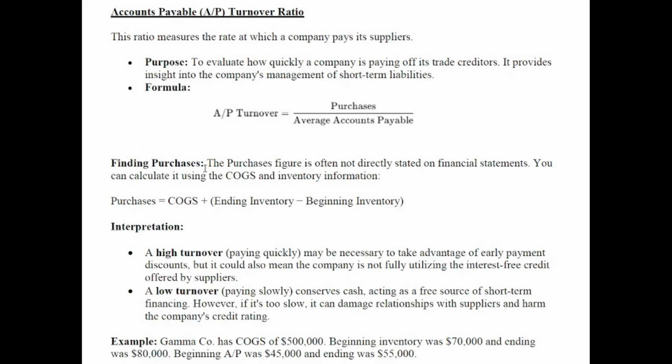So how can we find the purchases from an income statement? Normally the purchases are not directly stated in the income statement, because it states only the cost of goods sold. To calculate the purchase value from the cost of goods sold, you add ending inventory to the cost of goods sold and subtract beginning inventory. So the purchase value is cost of goods sold plus ending inventory minus beginning inventory.